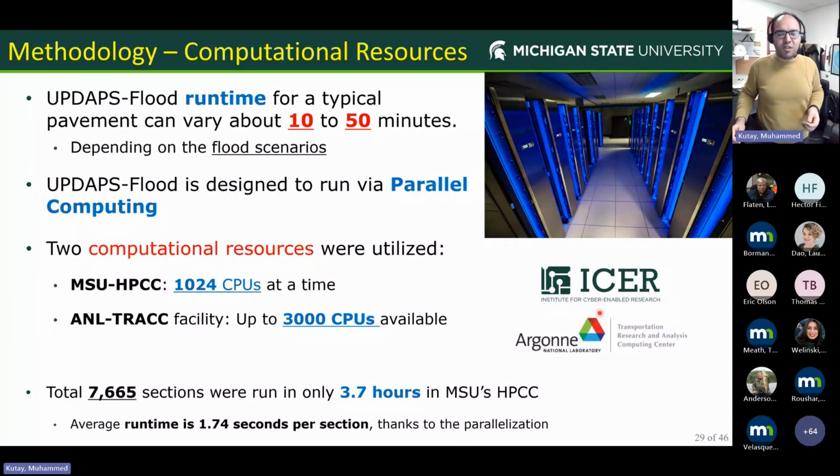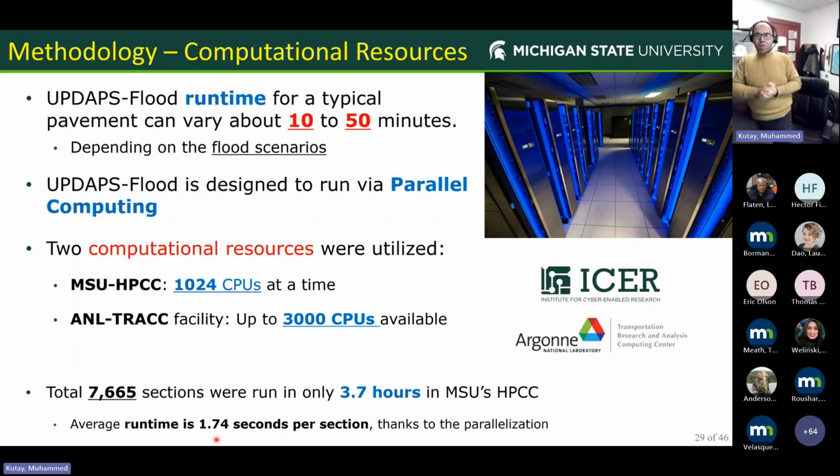We have MSU HPCC with about 1,000 CPUs at the time they are providing, and we have the Argonne National Lab, which gives us even more. 3,000 CPUs can be available to us. So all 7,665 sections that we are running for this study can take less than 4 hours even on MSU HPCC, which means the average runtime is about 2 seconds per section, and this is amazing actually.